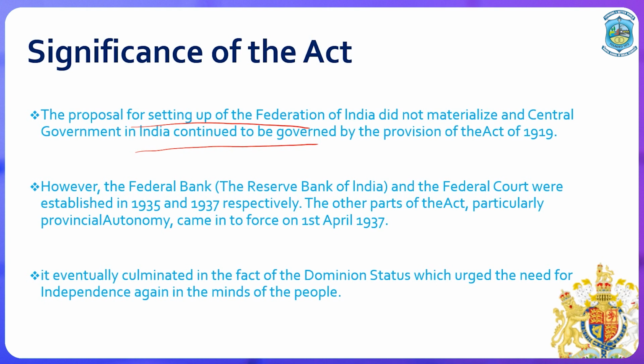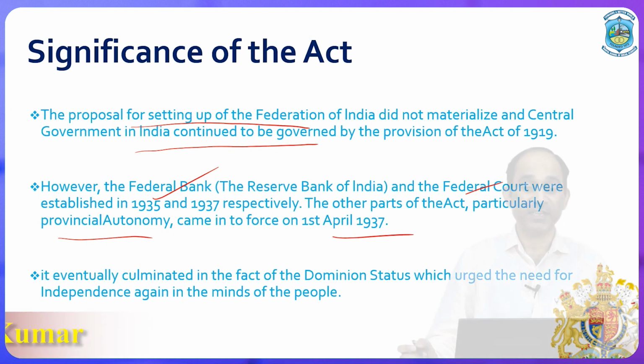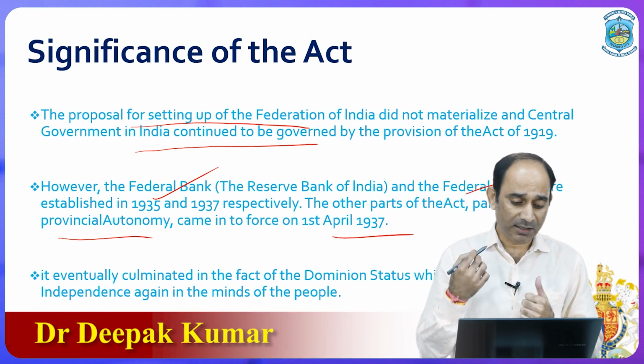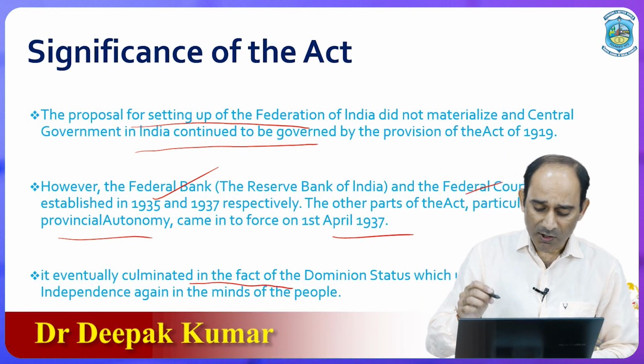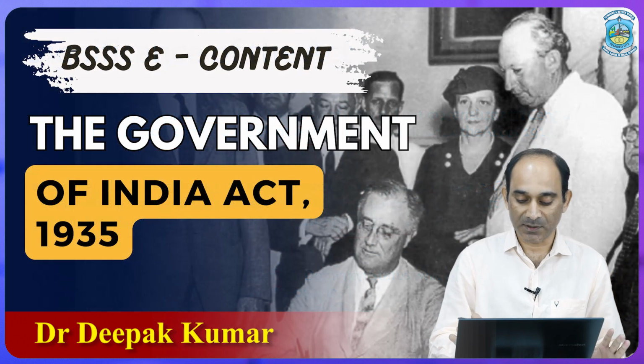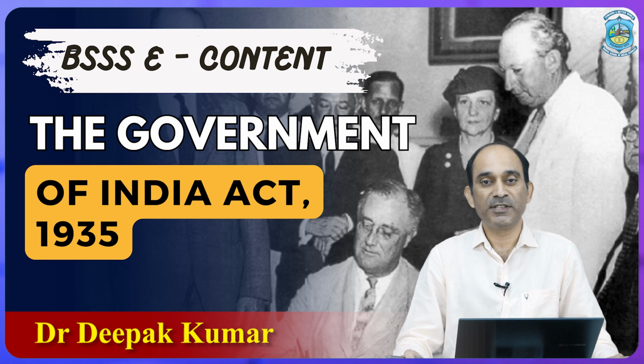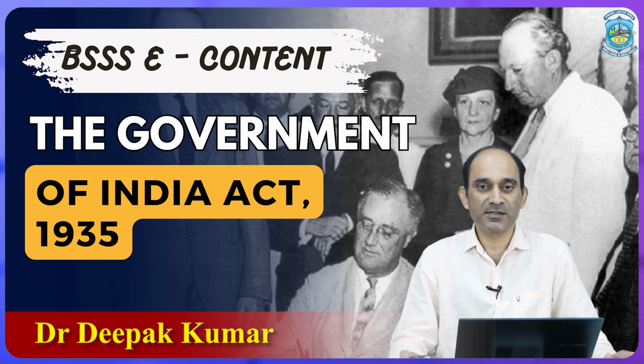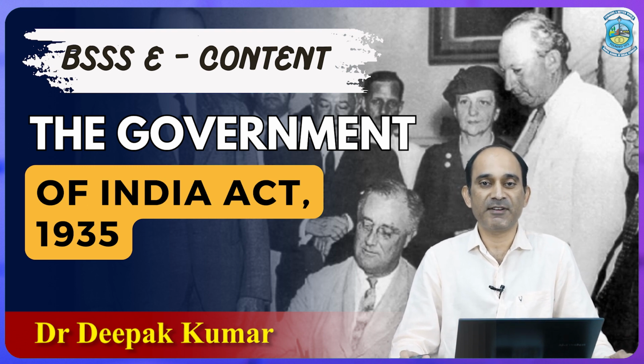However, the establishment of the Federal Bank and the Federal Court was significant. Provincial autonomy is also important, which came into force in 1937. Eventually, this Act culminated in the dominion status, which again urged the need for independence in the minds of the people. So these were the major provisions and the significance of the 1935 Act.